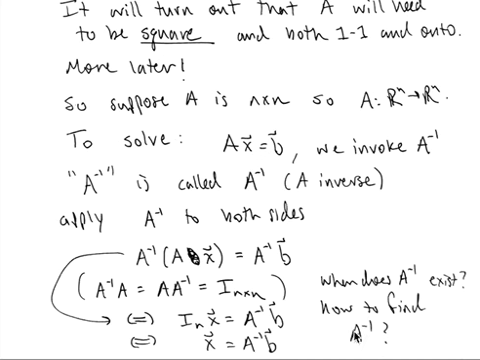We could introduce the algorithm, and we could simply declare whenever the algorithm works, A inverse is well defined, and when the algorithm fails, then A inverse does not exist. So more to come on that later.